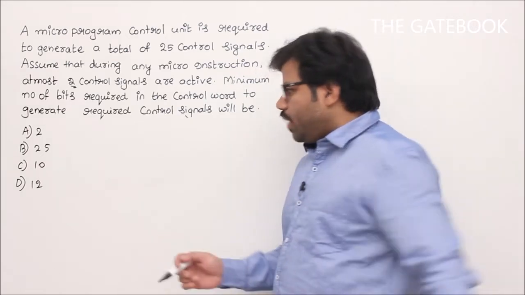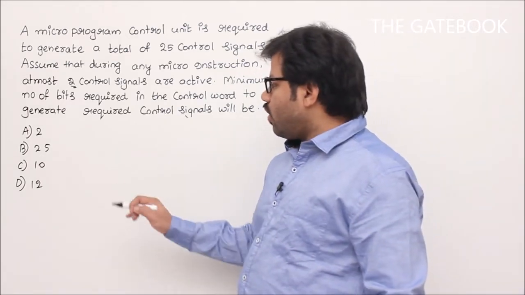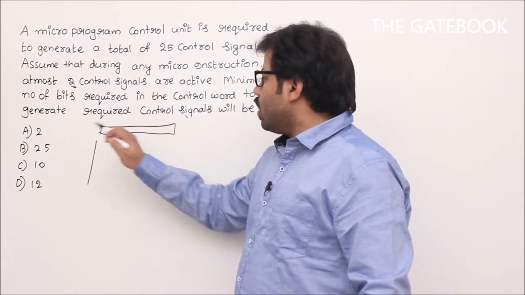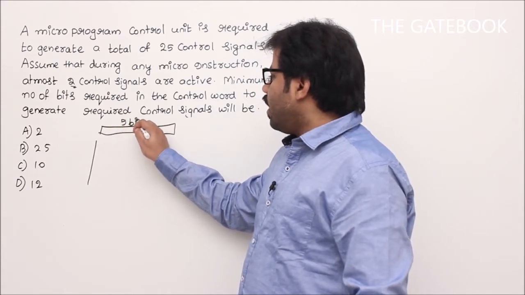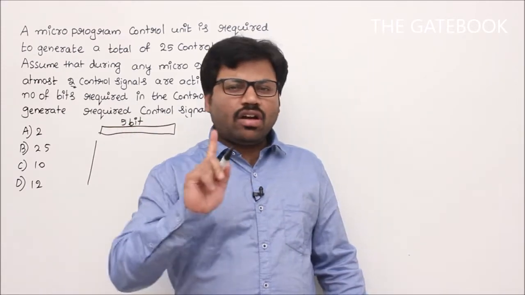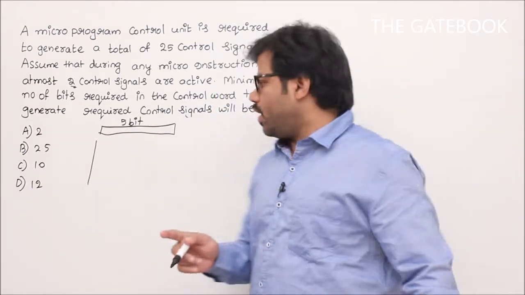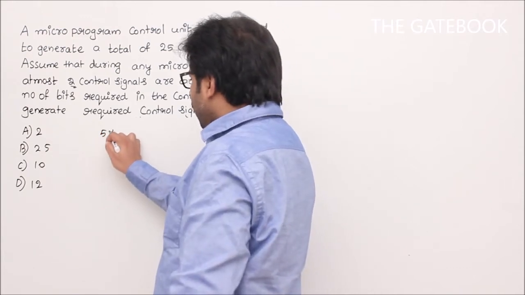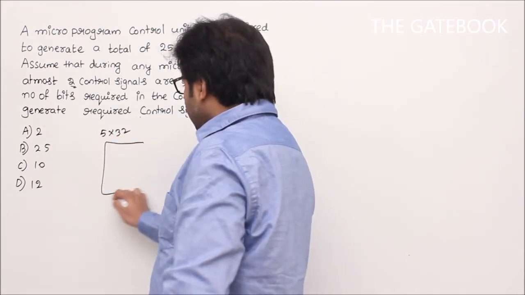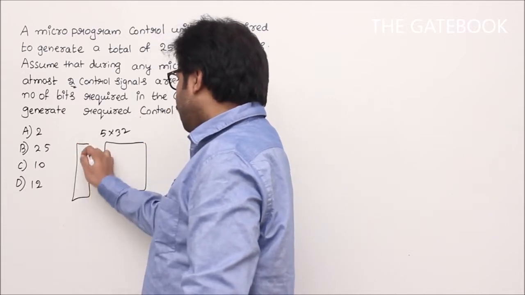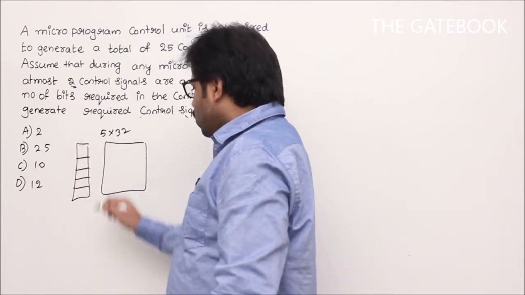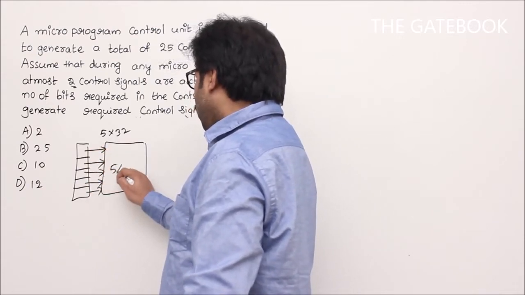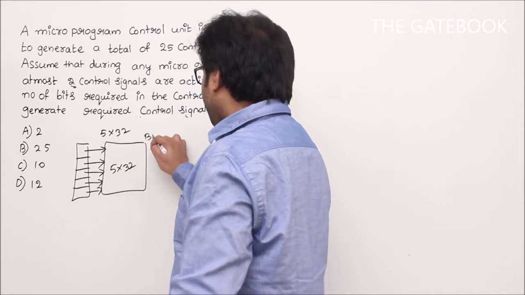So if you want to answer the minimum number of bits, what we can do is use a decoder and use only 5 bits. Let me use only 5 bits and generate exactly one control signal out of 25. How, I will tell you. Do you remember? If you have a 5 by 32 decoder, this is your 5-bit control word. That control word you connect to your decoder, which is a 5 by 32 binary decoder.